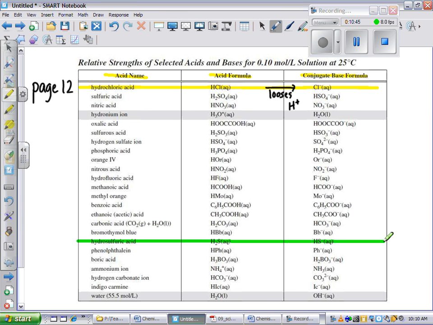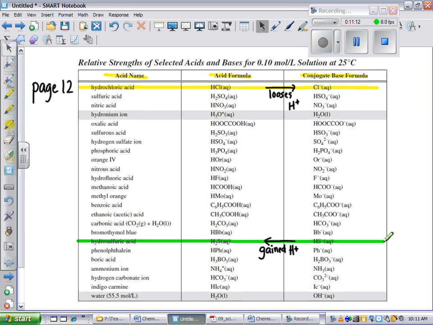So if you were given HS negative and you said that that was the base in our equation, and you weren't sure what happens when it accepts a proton, or you're not even sure if it accepts a proton, if you now read the table in the other direction, what you'll notice is that from the base to the acid, it gained a proton. And because it gained a proton and it started out negative, it is now neutral.